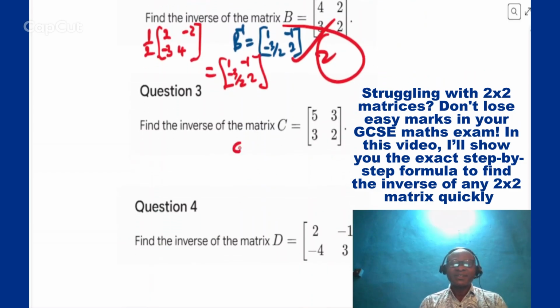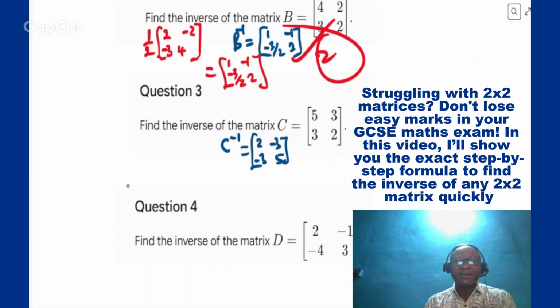Hold on, hold on. Okay, let me get a different one. Okay, C inverse. What did you get? 2, minus 3, minus 3, and 5. Minus 3 and positive 5, like this. Yes, sir. Okay, let's verify your answer.